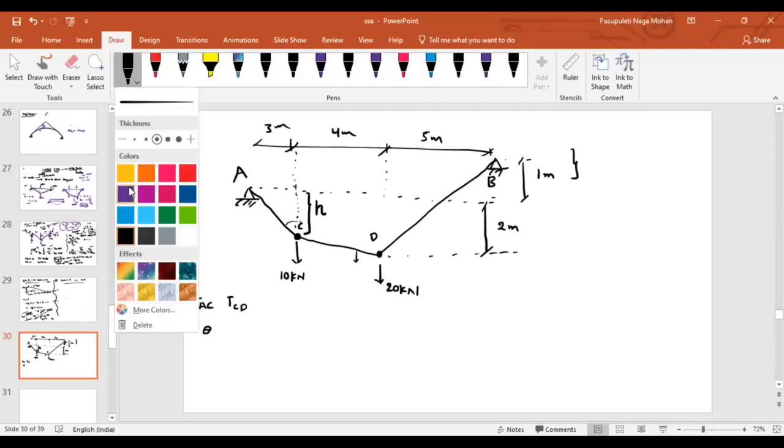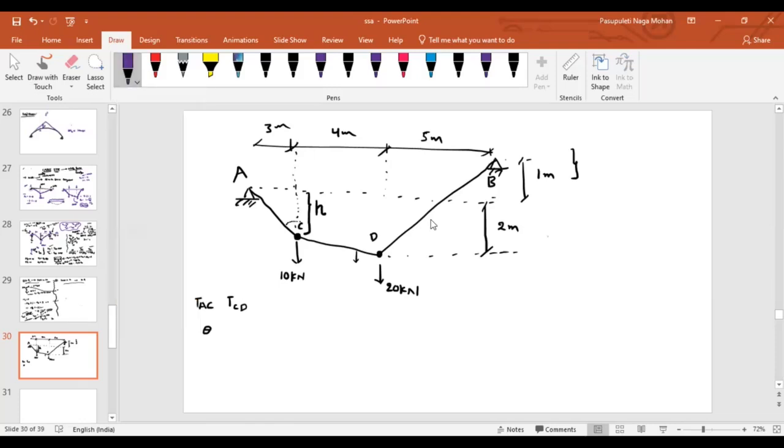So let me imagine the reactions first. Here, let me say there is a vertical reaction, and there is a horizontal reaction, HA. Similarly, there is a vertical reaction, VB, and there is a horizontal reaction. Now, tell me the equation by taking summation of moments at point A is equal to 0.